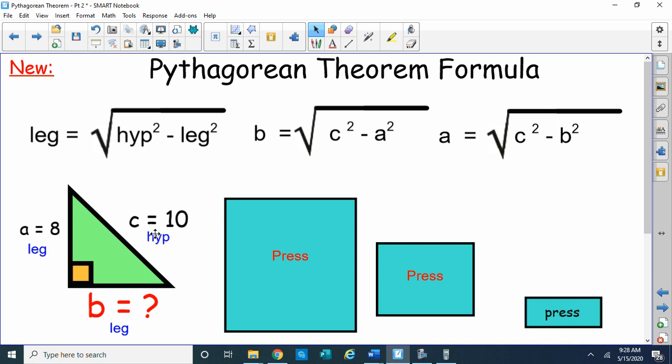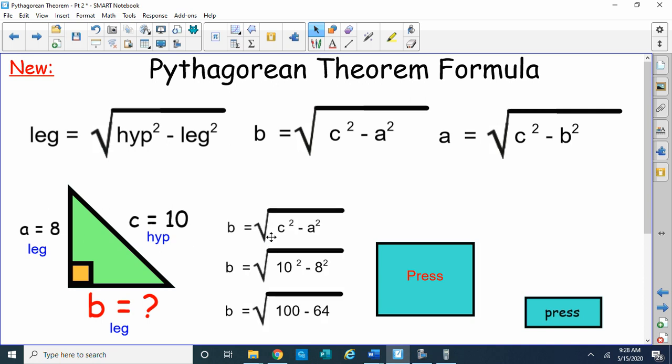So we have our hypotenuse, which is 10. We're going to square that, and the leg, which is 8, we're going to square that. So when we do that, this time I use c squared minus a squared because I'm looking for b. 10 squared minus 8 squared equals 100 minus 64. Now remember where I got the 100, because that's 10 squared, because c is the 10, and I'm subtracting from it the a leg, which is 8 squared, which is 64.